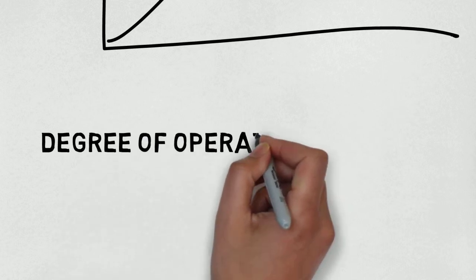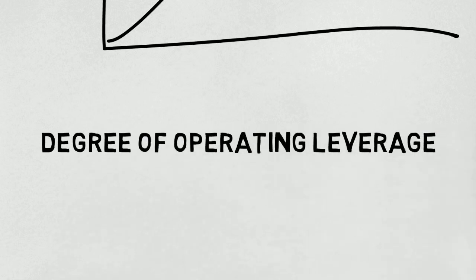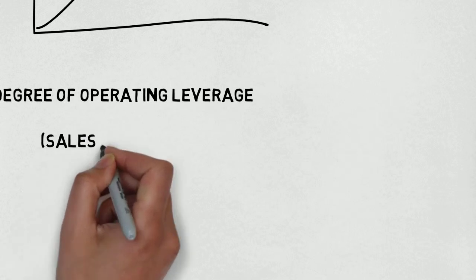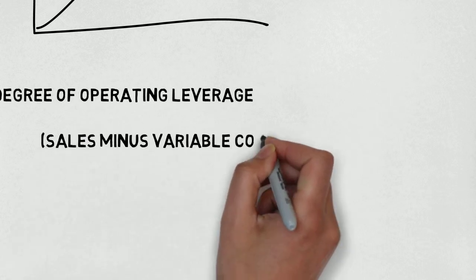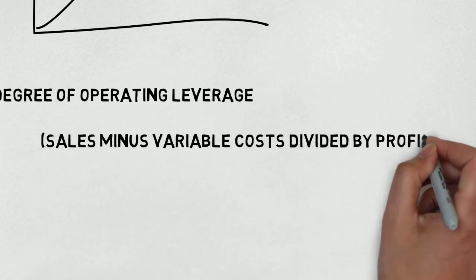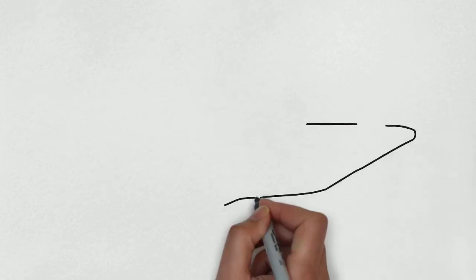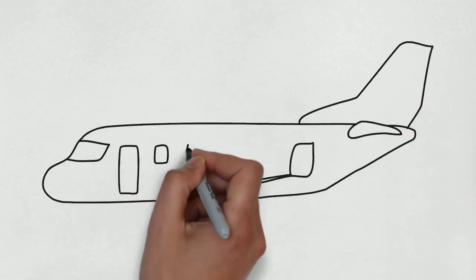Now, let's jump in. The degree of operating leverage, DOL, of a firm measures how well a company generates profit using its fixed costs. Calculate it as sales minus variable cost, divided by profit. It's pretty simple. Let's go to an example.